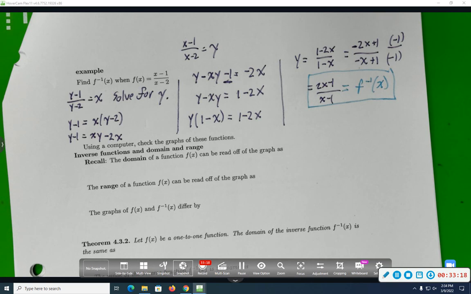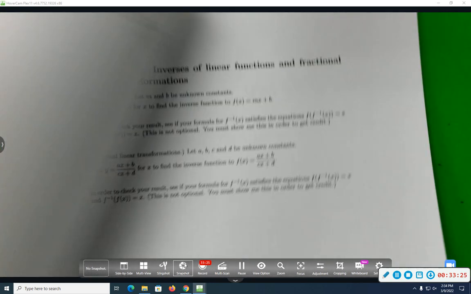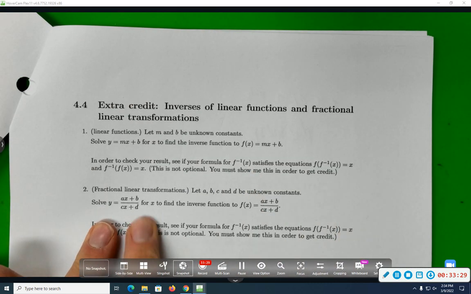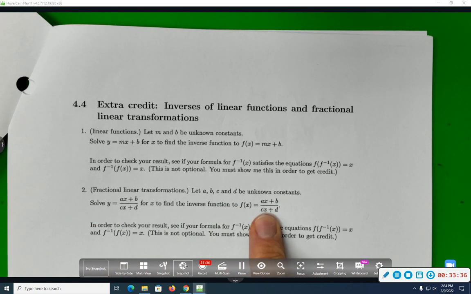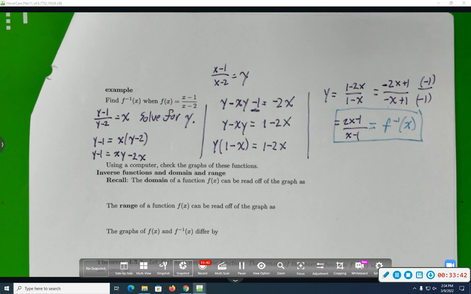What type of linear function are you talking about? Like any type of linear function? Yes. For any unknown constants A, B, C, and D, find the inverse to that. So your end result will have some A's, B's, C's, and D's in it. The upshot is, once you get that formula, you can use that formula and just know what the inverse to one of these functions is.